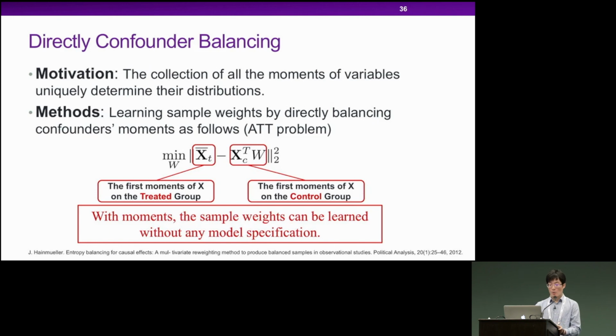With this kind of moments, the sample weights can be learned without any model specification. We can just learn the W. We do not have any assumption on the way to generate the W, right? So this is the difference.